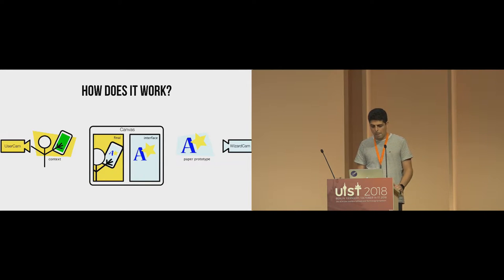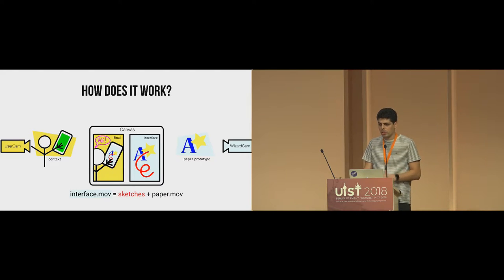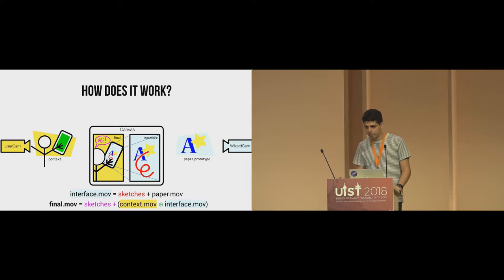the final composition. But sometimes you want to add other elements to the interface, so we allow to have sketches over the final composition to describe, like, a speech bubble or also notifications, and in the interface to create widgets like buttons, menus, and so on. So we have different components that are composed here. So the sketches plus the paper movie will create the interface movie, and the perspective transformation plus the green screen replacement of the context movie and the interface with the sketches over the final composition will create the final movie.